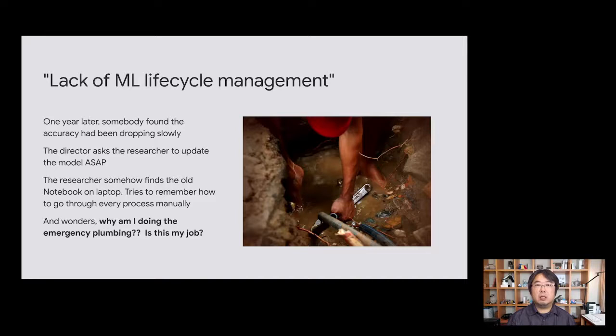In some cases, the data scientist or researcher would get an emergency call from business people, like a director who would ask you to retrain the model ASAP. But can you remember how you can rebuild the same model? By finding some old notebooks on your local laptop or something. Actually, this is not a job for the data scientists or researchers. This should be the responsibility of other roles, right, such as MLOps. The ops team should be responsible for this kind of job.